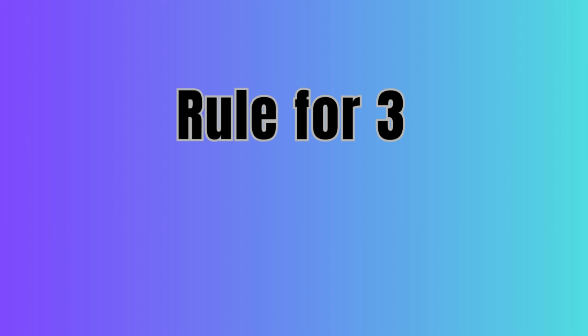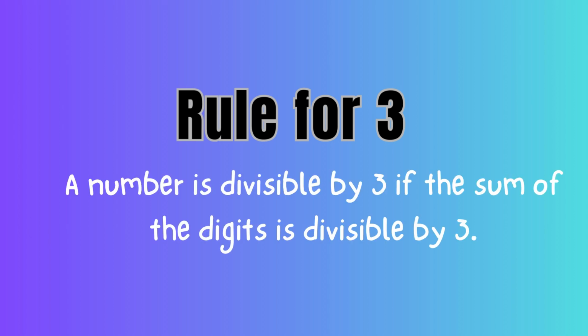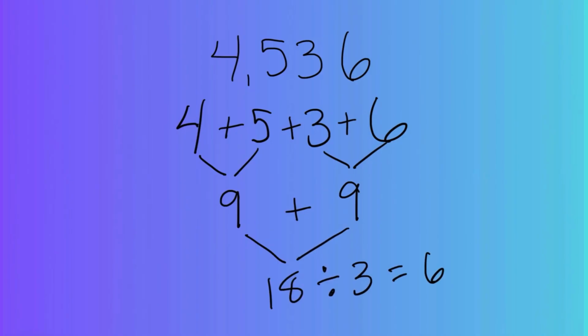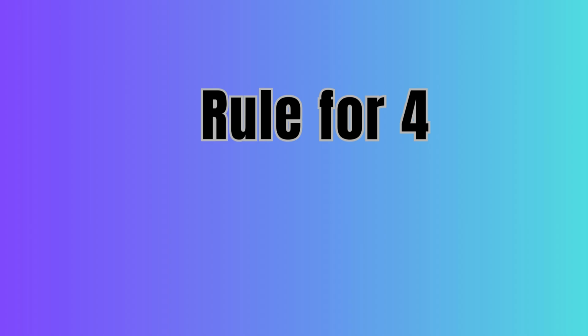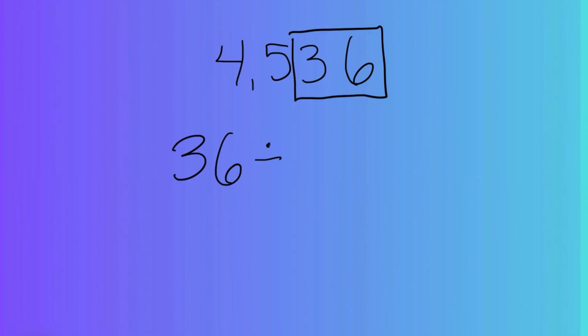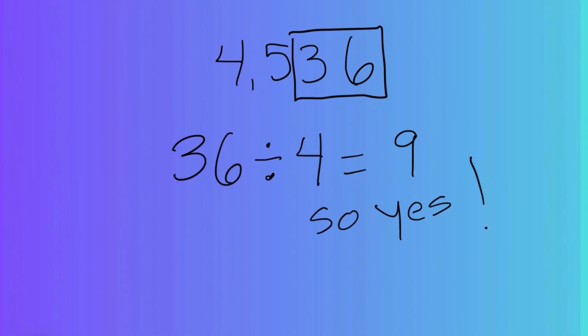Okay. Divisibility by 3. Let's add up the digits. 4 plus 5 plus 3 plus 6 equals 18. Is 18 divisible by 3? Yes. 18 divided by 3 equals 6. So 4,536 is divisible by 3. Divisibility by 4. Let's just look at the last two digits. 36. 36 divided by 4 equals 9. So yes, 4,536 is also divisible by 4.